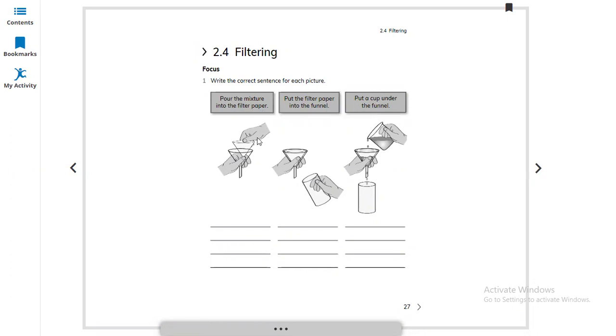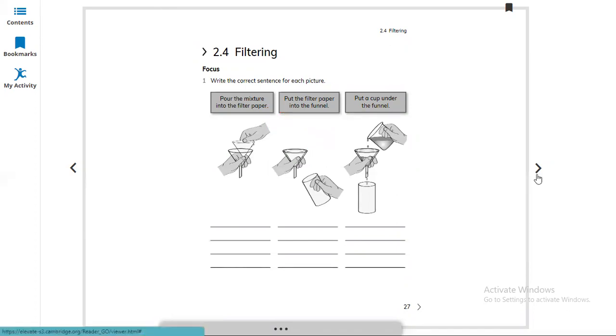Okay, I make the line. This one, put the filter paper into the funnels. Then put a cup. This one here, number two, and this the last: pour the mixture into the filter paper. So like this, we need to write according to this line here on the line.